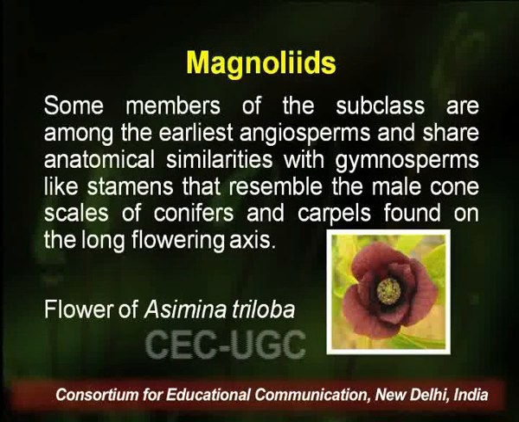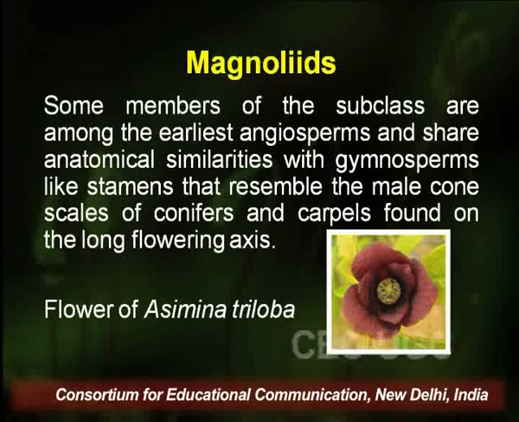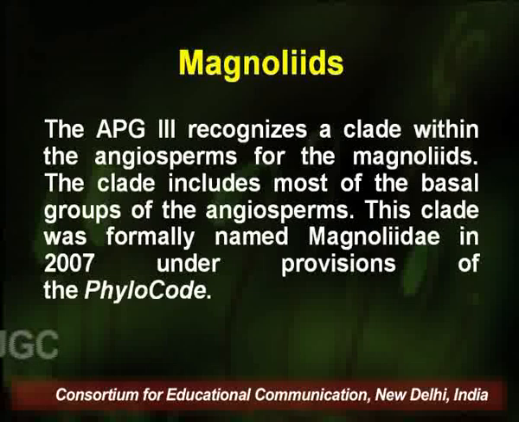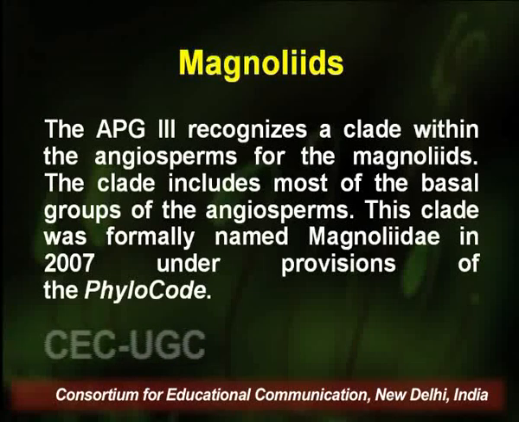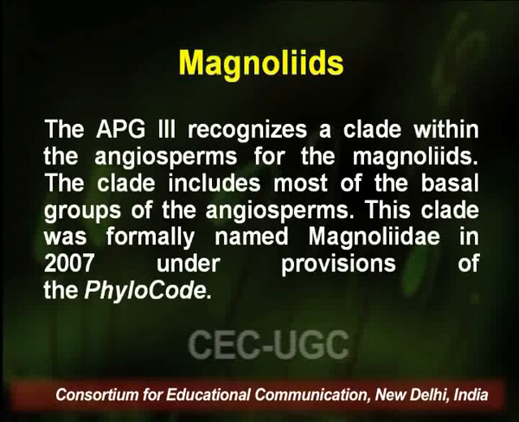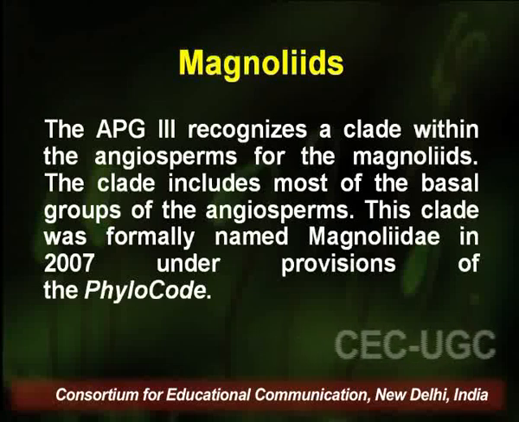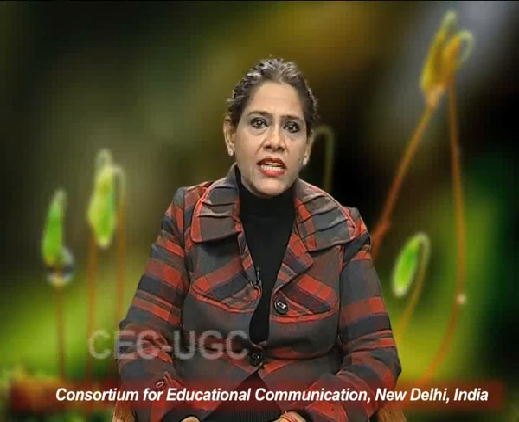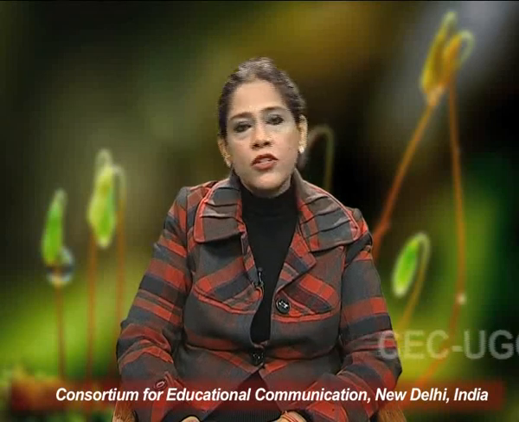So, this is a flower of Asimina triloba. Basically, it's a magnolid. The APG3 recognizes a clade within the angiosperms for magnolids, and the clade includes most of the basal group of angiosperms. This clade was formally named Magnolidae in 2007 under the provisions of the Phylocode.